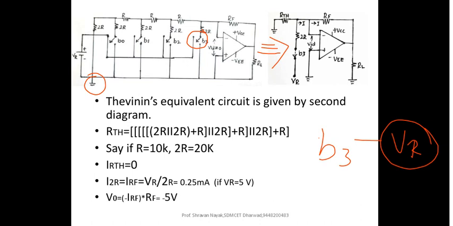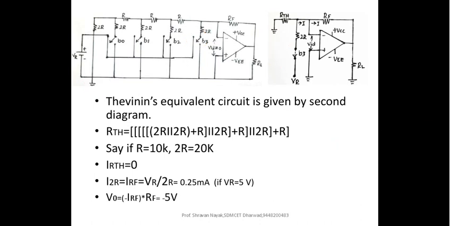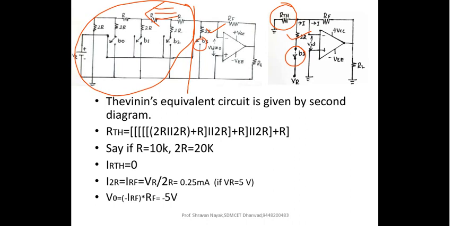When this is the case, we will have to see how your circuit looks in the form of Thevenin's equivalent. If you look from this particular point, this is going to give you the Thevenin's equivalent, which I have represented here as RTH, and the other part of the network you can see here, 2R is here. Your B3 switch is connected to VR here. So this is the circuit, and this is VID. By the virtual ground concept, there will not be any current here. So whatever current you have, the same current will be flowing through the RF here.